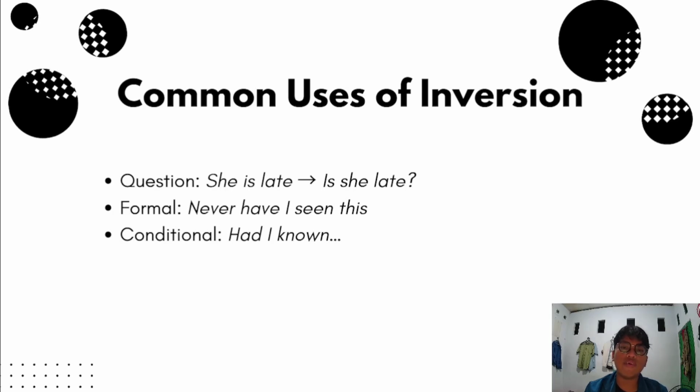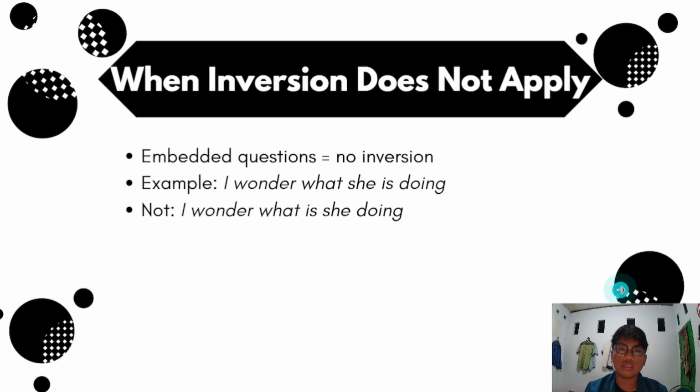Second, formal: never have I seen this. Inversion is also used after negative adverbs to emphasize rarity or surprise. It sounds formal but follows the same syntax rules. And the third is conditional: had I known. In formal conditionals, the auxiliary comes first even without the word if. This is another case of inversion. So now we talk about when inversion does not apply.